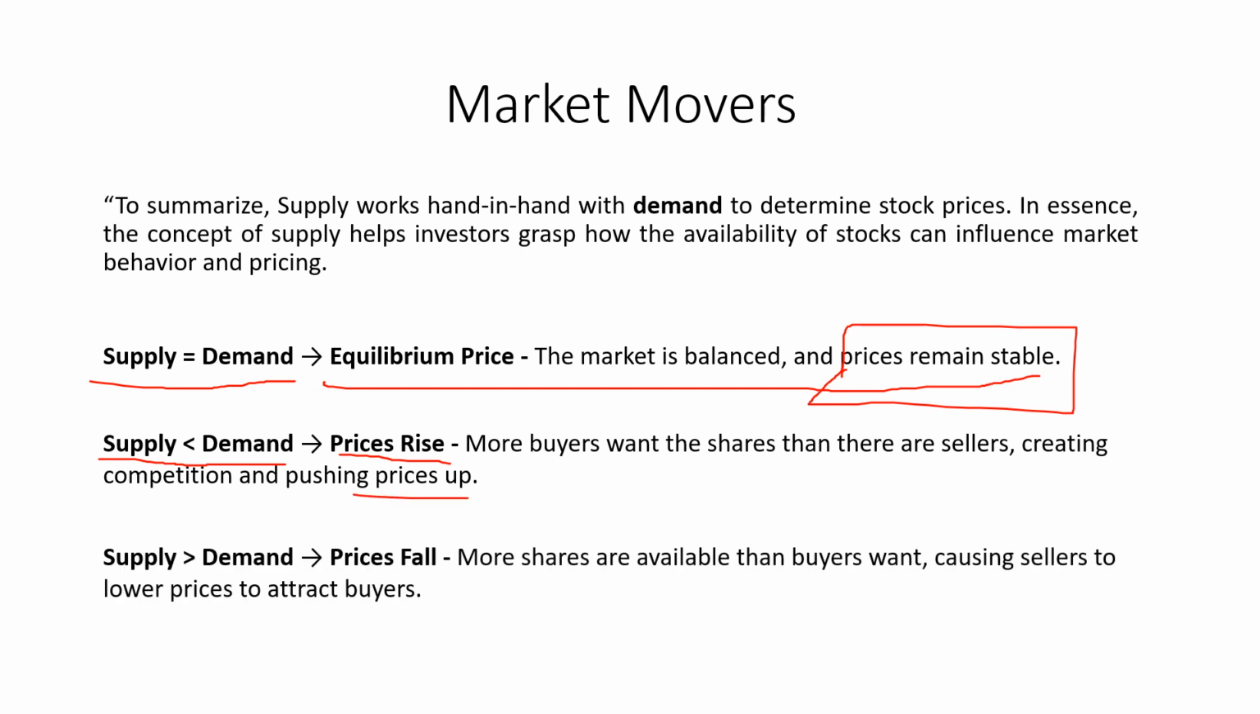So the third one is when the supply is greater than demand, which means when there are more sellers as compared to the buyers, the price will fall, right? Because more shares are available than buyers want, causing sellers to lower prices to attract buyers.